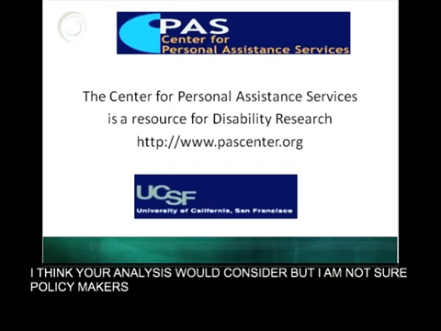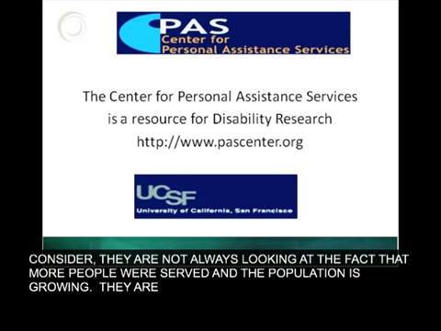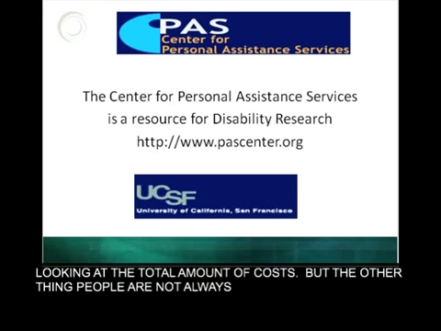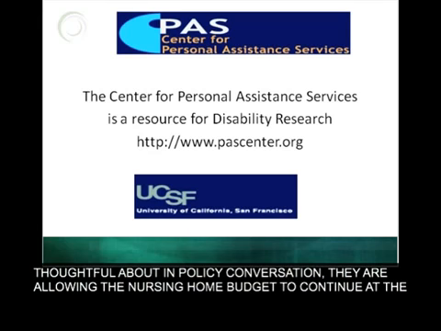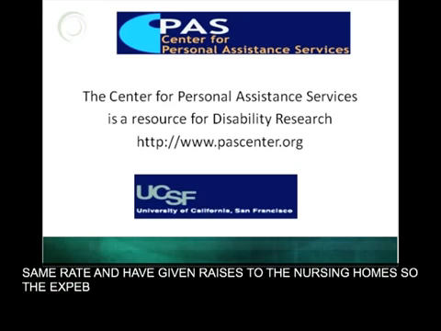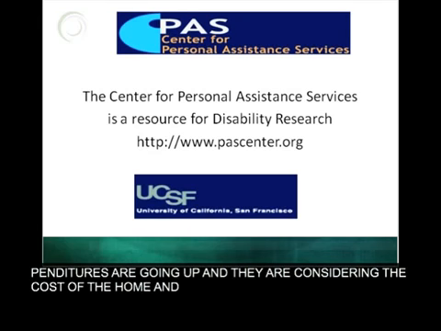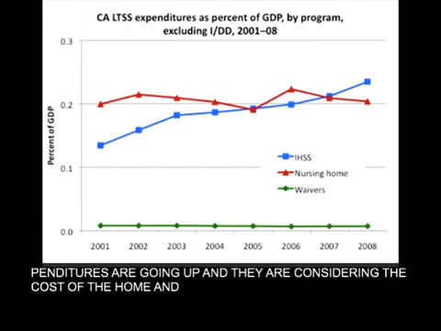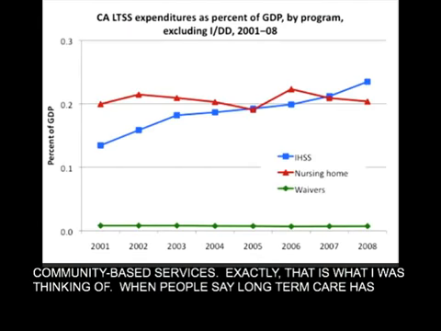Another thing that I think your analysis clearly would consider, but I'm not sure policymakers consider, is they're not always looking at the fact that more people were served, the population is growing. They're just looking at the total amount of costs. The other thing people aren't always thoughtful about in policy conversations is that they're allowing the nursing home budget to continue at the same rate, and even have given raises to the nursing homes, so those expenditures are going up, and they're considering the cost of the home and community-based services. Yeah, exactly. That's what I was thinking of.